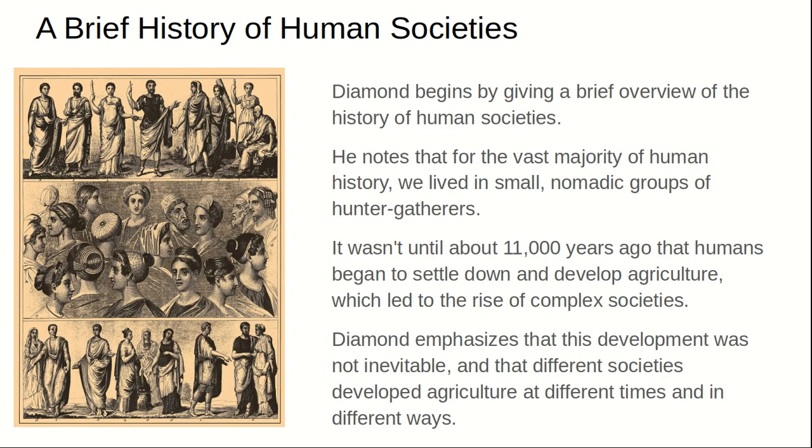A brief history of human societies. Diamond begins by giving a brief overview of the history of human societies. He notes that for the vast majority of human history, we lived in small, nomadic groups of hunter-gatherers. It wasn't until about 11,000 years ago that humans began to settle down and develop agriculture, which led to the rise of complex societies. Diamond emphasizes that this development was not inevitable, and that different societies developed agriculture at different times and in different ways.